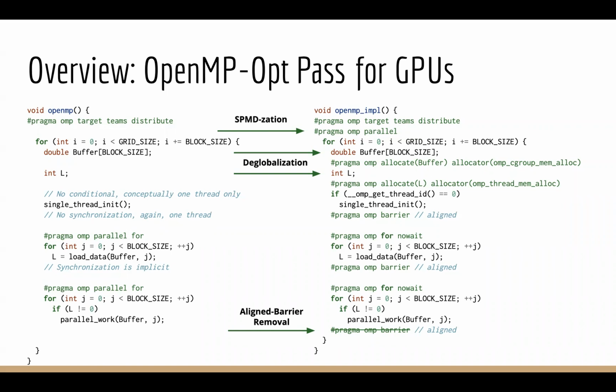In order to support this, we then need to manually guard all of the previous code that was executed by a single thread in the fork-join model. We simply add a thread ID and a barrier to guard that code.